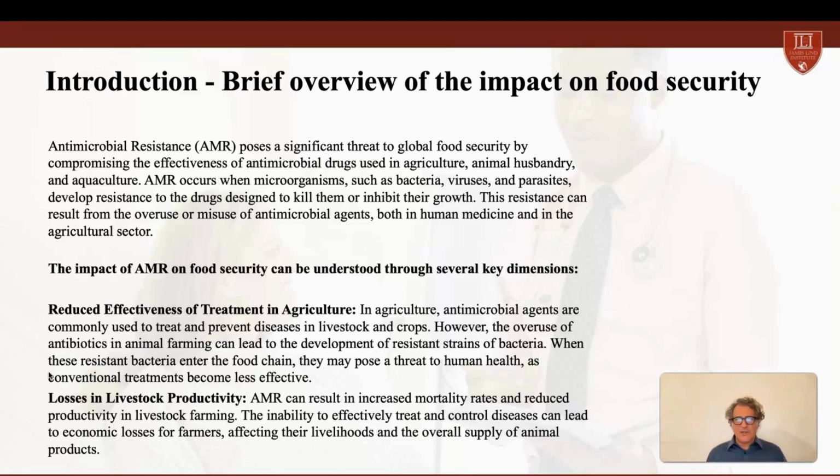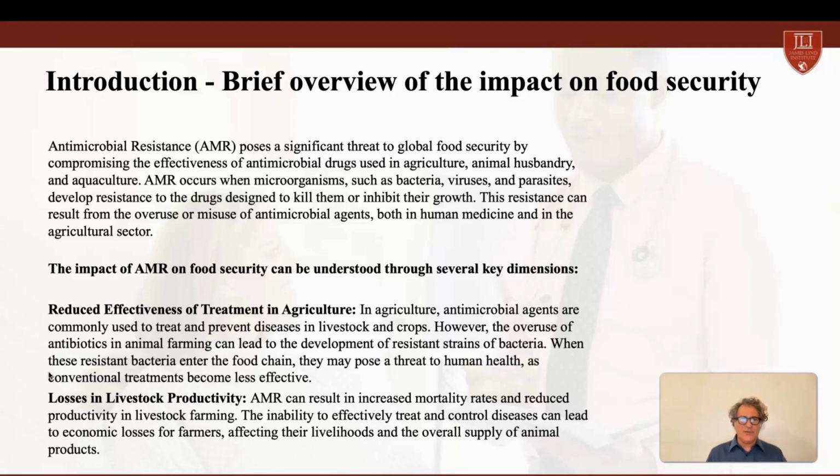But of course, you can imagine how this resistance also affects food security. In which way? How can antimicrobial resistance affect food security? It's very important to understand the reason why we have to consider the AMR problem, not just in terms of the health of humans and animals, but also in terms of food security.